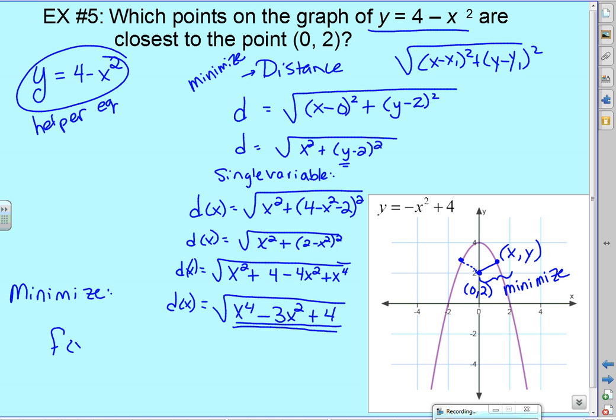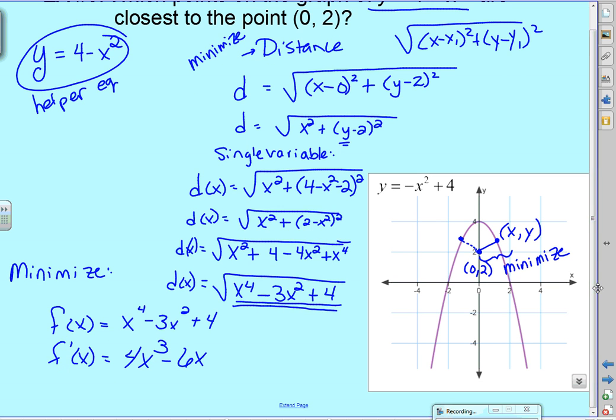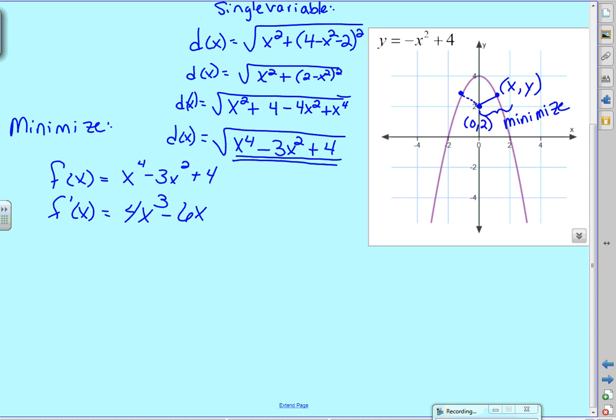So I'm going to say f of x is equal to x to the 4th minus 3x squared plus 4. Then f prime of x is equal to 4x cubed minus 6x, and we want to find where this is equal to 0. So 0 is equal to, let's pull out a GCF of 2x, which leaves us 2x squared minus 3.